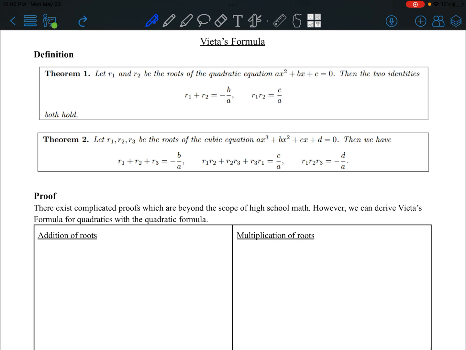And similarly, for a cubic equation, we can also express the sum of the roots as negative b over a. The product of the three roots is negative d over a, and the sum of two of the roots multiplied together is equal to c over a. So there exist a lot of more complicated formulas, but for high school math contests, these two should be enough.